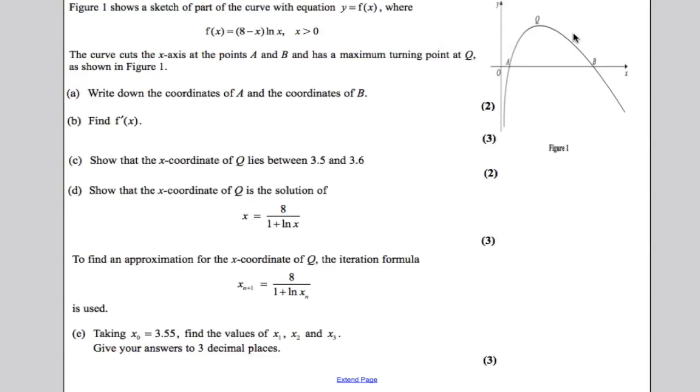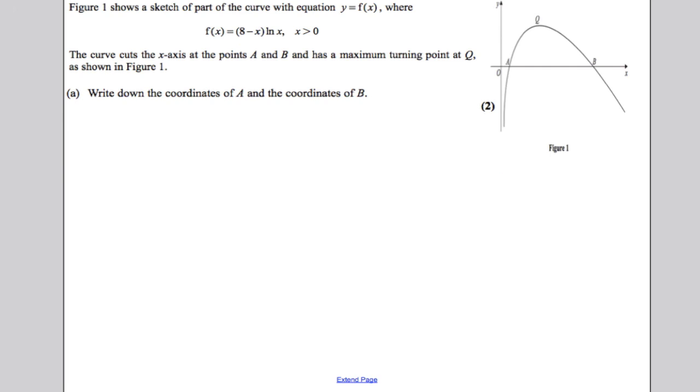shows a function f of x, and it draws it for you, and it's the function 8 subtract x multiplied by ln x, for x bigger than 0. And it asks you various things about the function, and you are also asked to do an iteration. So let's start with the first part.